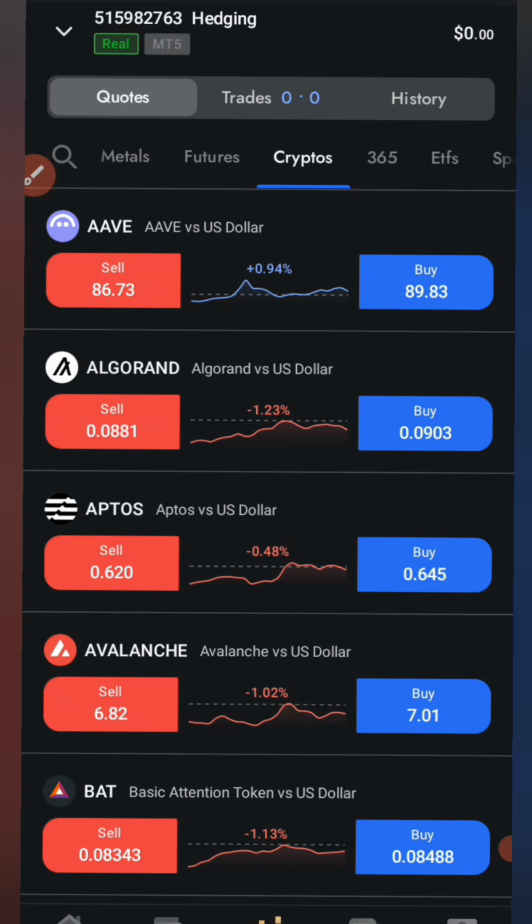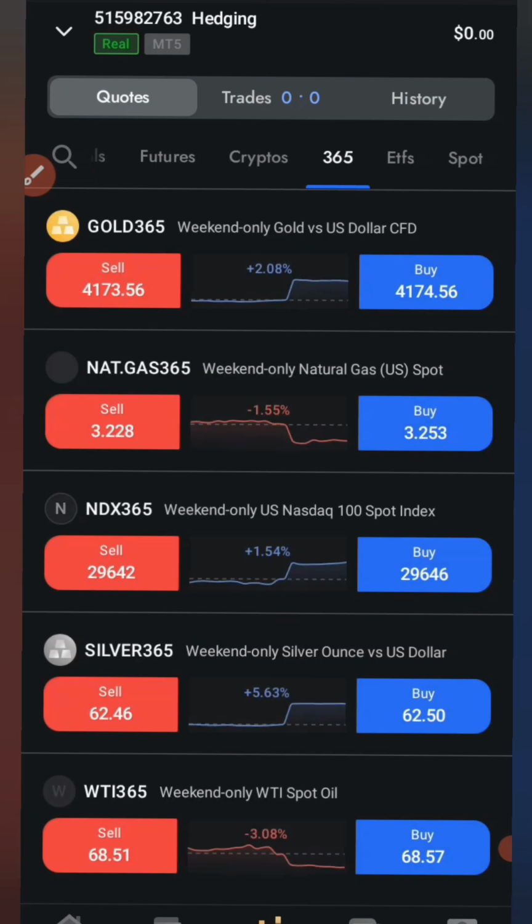Now, most people ask me, what if I trade on cryptos? It's well and good. It depends on the scale. Now we have cryptos, and this is AAVE versus US dollar. We have Algorand versus US dollar. We have Aptos versus US dollar. These are cryptos that you can trade upon. We have also 365. That's why I told you that FxPro has several assets that you can trade upon.